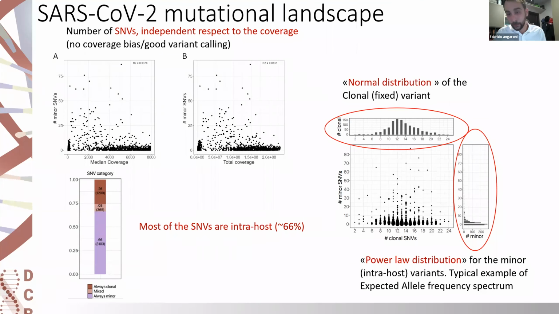Then we look at the distribution in our samples of the clonal variants, and we can see that minor variants are distributed as a power law distribution that is expected from basic population genetics theory and indicates the presence of mutational processes that are happening inside the host. Finally, the last thing I want to point out is that in this dataset of about 3,000 samples, most of the SNVs that we observe are intra-host. So with consensus sequences, you can keep only a small part of the SNVs with respect to the total.